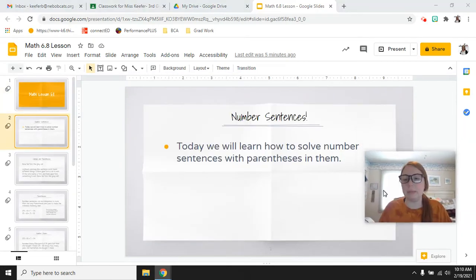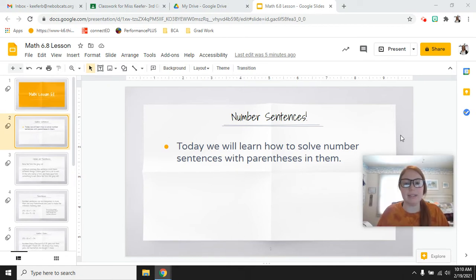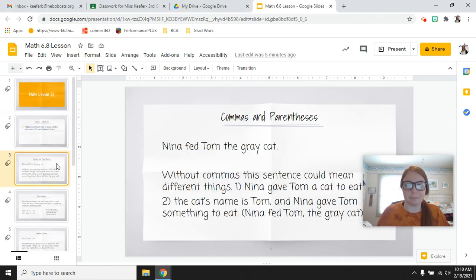So today we are going to be looking at number sentences, and we are going to learn how to solve them when they have parentheses in them. Parentheses are like the little brackets that go around them. You probably have not seen these yet, so that is why we are going to start learning about them. And this ties into something called order of operations, which we'll get into a little bit later in the year. This is just kind of the start to it.